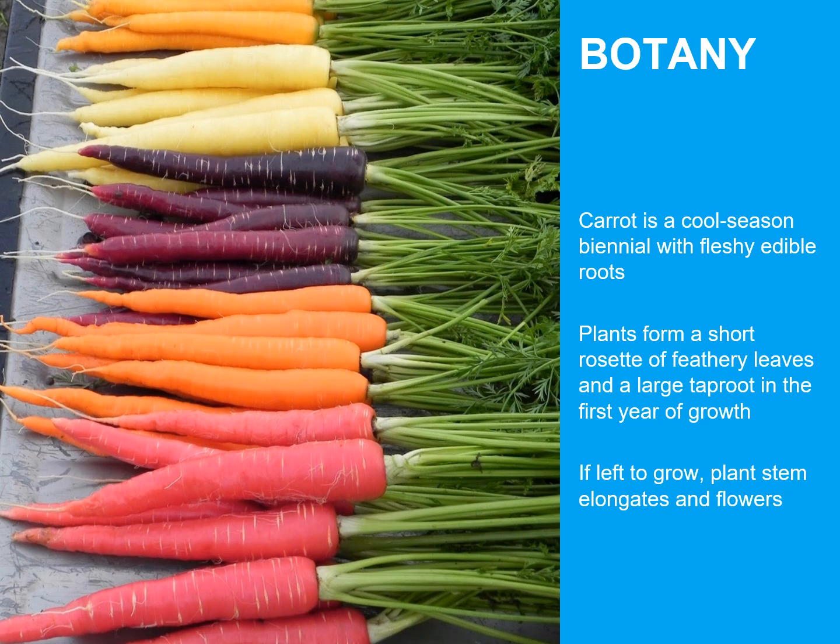So carrot is a cool season biennial crop which is cultivated as an annual. So it's cultivated obviously for its fleshy edible roots. The plants form a very short rosette of leaves, and from this there is a large taproot which develops in the first year of growth. If left to grow on into the second year, the plant stems then elongate and begin to flower.